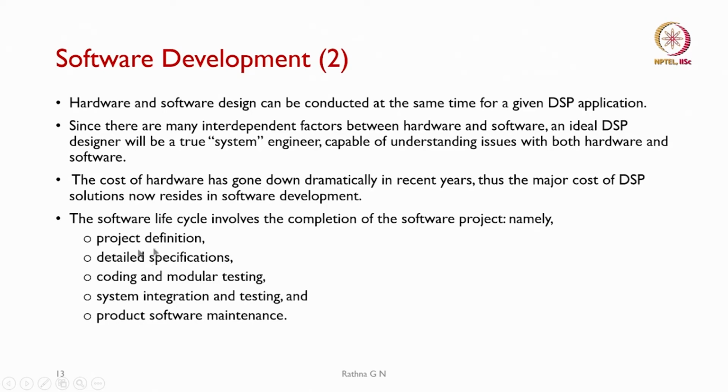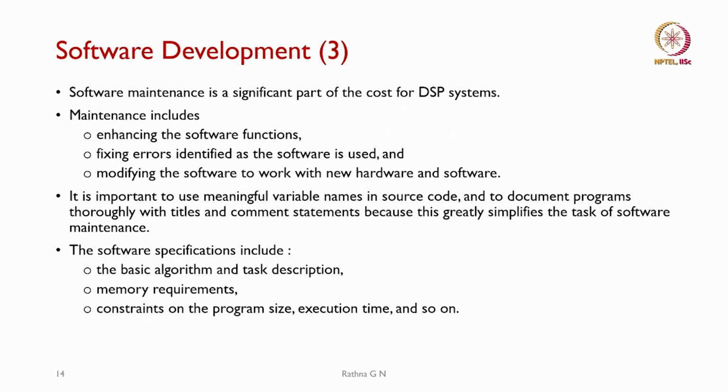The software lifecycle involves completion of the software project. Namely, that is project definition and detailed specifications, then how you are going to do coding, and you can do the coding modularly so that testing becomes easy. The next is system integration. Hardware and software have to be integrated, and finally you have to test it. Later on you will see that software maintenance of your product is one of the important criteria in software development.